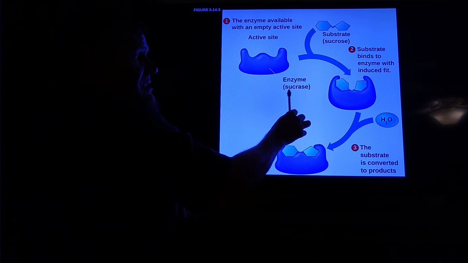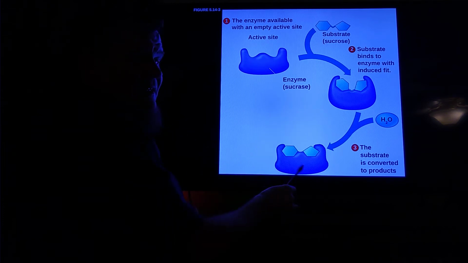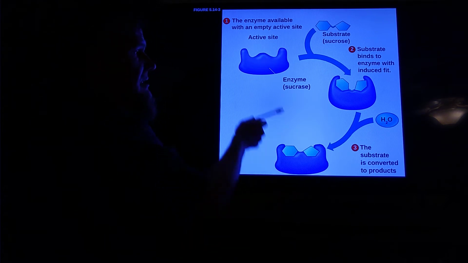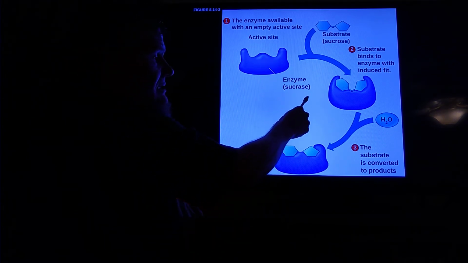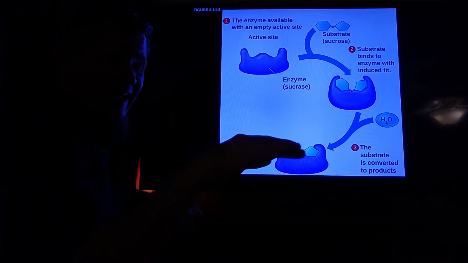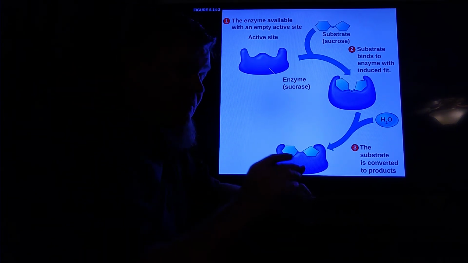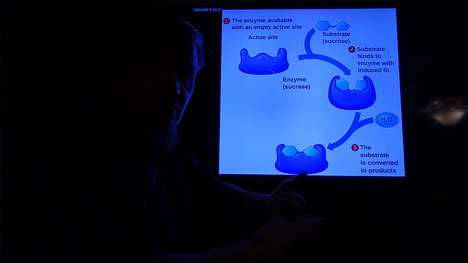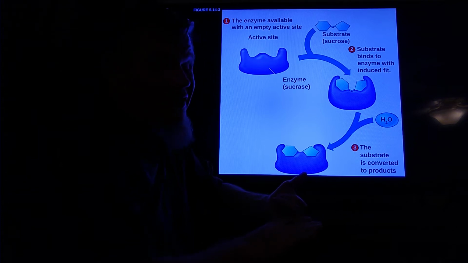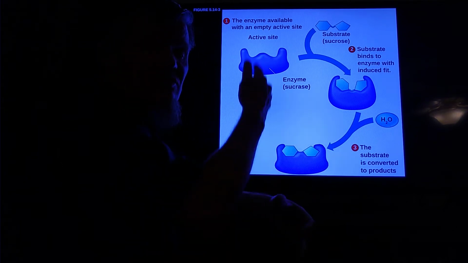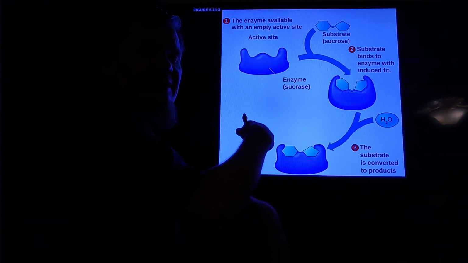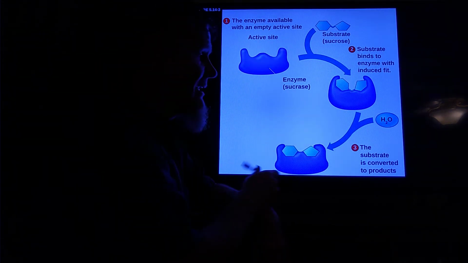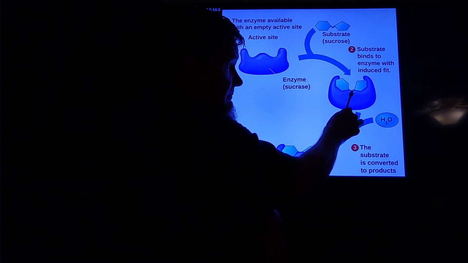Notice how this has a very similar name, but it ends in ASE. ASE, guess what that means? It means enzyme. Anything that ends in ASE means enzyme. So if you have an enzyme that has a very similar name to some other molecule, chances are it works on that molecule. So sucrase does what to sucrose? Sucrase breaks down sucrose. How does it break it down? It breaks that bond right there.